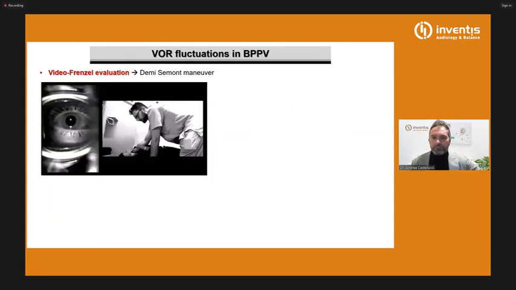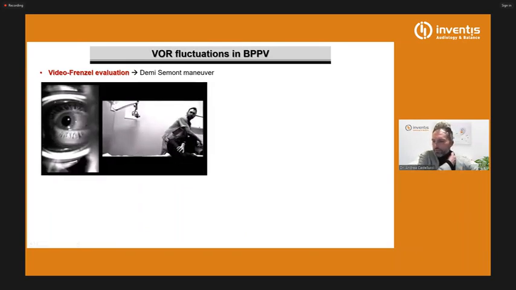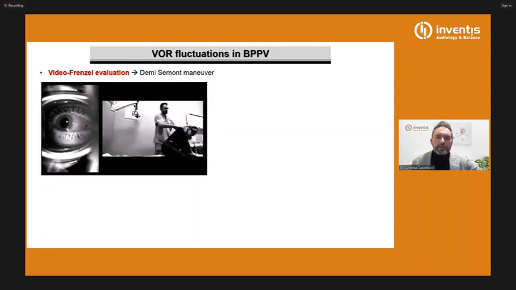In fact, we tried to perform the Semont maneuver. The Semont maneuver was designed by our colleague Rudi Pecci from Florence to treat the apogeotropic form of posterior canal BPPV. But something went wrong, because probably I did not perform it in a correct way. This is basically the second part of the Semont maneuver for the right posterior canal. But I made it wrong because I was very, very slow when bringing the patient back. This should be done briskly, not that slow.